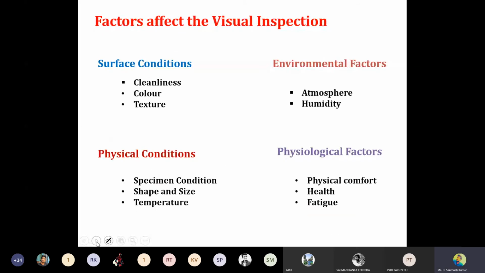So in the case of the visual inspection method, there are a lot of factors affecting it. Majorly, there are surface conditions, physical conditions, environmental factors, as well as psychological factors. All these things will affect the visual inspection method. Whenever you consider surface conditions, cleanliness is very important, because whenever you go for visual inspection, you definitely have to clean the component. That is a very important factor.